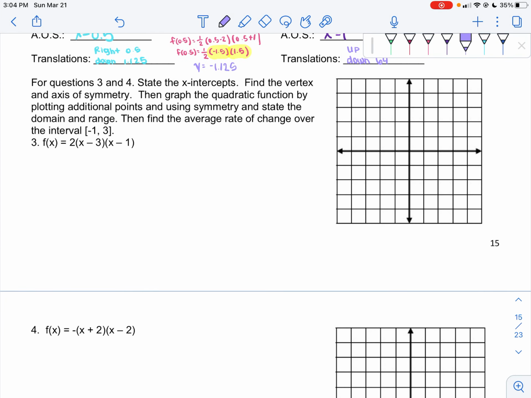Okay, so for questions 3 and 4, we want to state the x-intercepts, find the vertex and the axis of symmetry, and then graph the quadratic by plotting additional points and using symmetry, and then state the domain and range, and then find the average rate of change over the interval negative 1, 3. So we have a lot to do here. Okay, let's start with stating the x-intercepts.